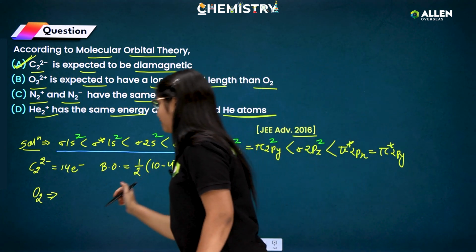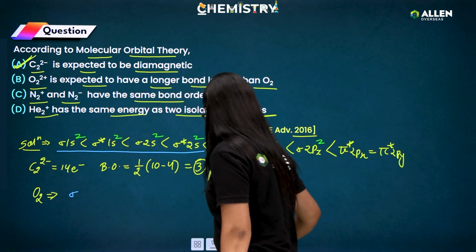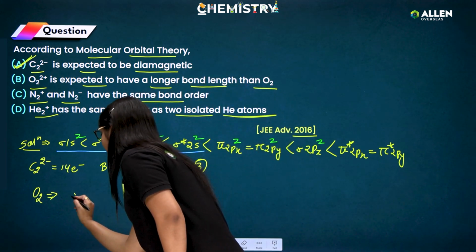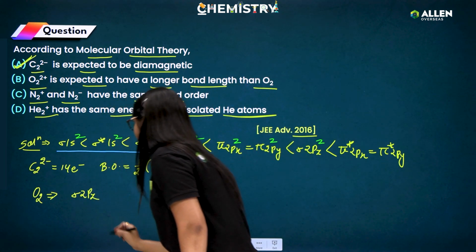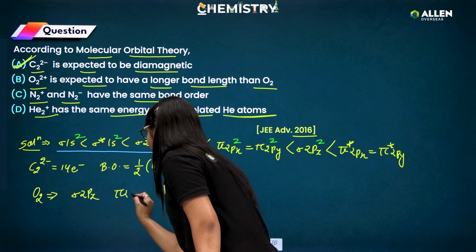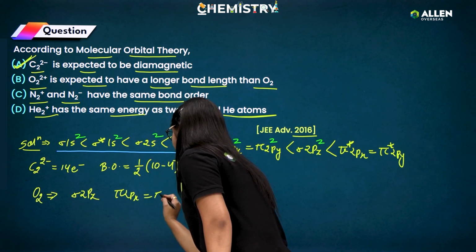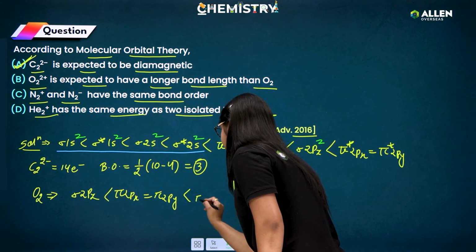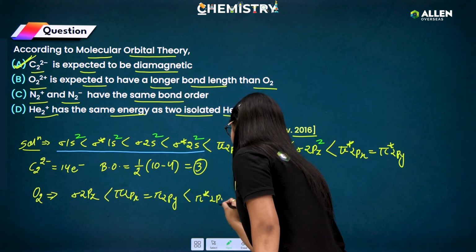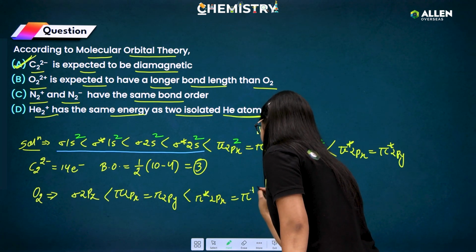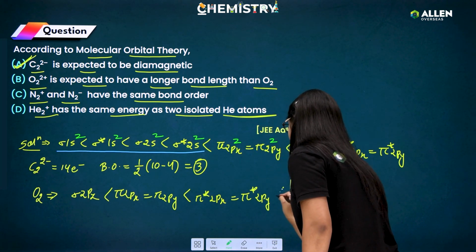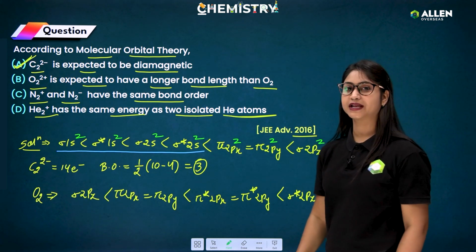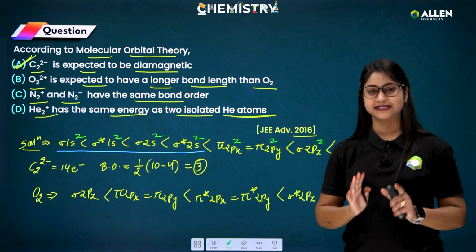So I will be writing the order from this. After these 4 molecular orbitals, we'll have sigma 2pz for O2. After sigma 2pz, you have pi 2px equal to pi 2py. Then you have pi star 2px, pi star 2py, and at last sigma star 2pz. So this is the remaining order, and don't worry, the bond order value will also be the same.